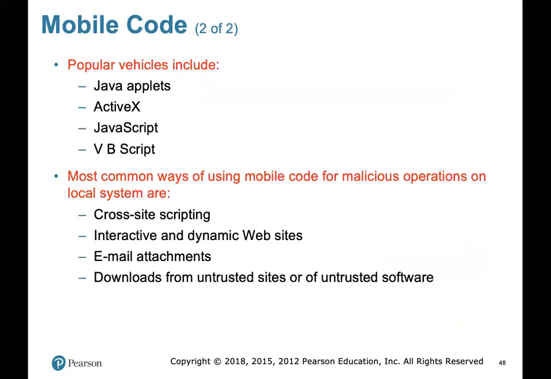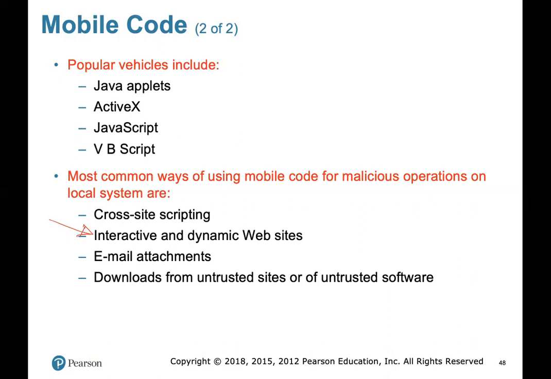These are the most popular ways of developing mobile code: Java applets, ActiveX, JavaScript, and Visual Basic scripts. These are the easy and widely used ways that people use for developing mobile code. And the most common ways that attackers may use it for malicious activities are cross-site scripting and interactive and dynamic websites. Phishing, for example, falls here.